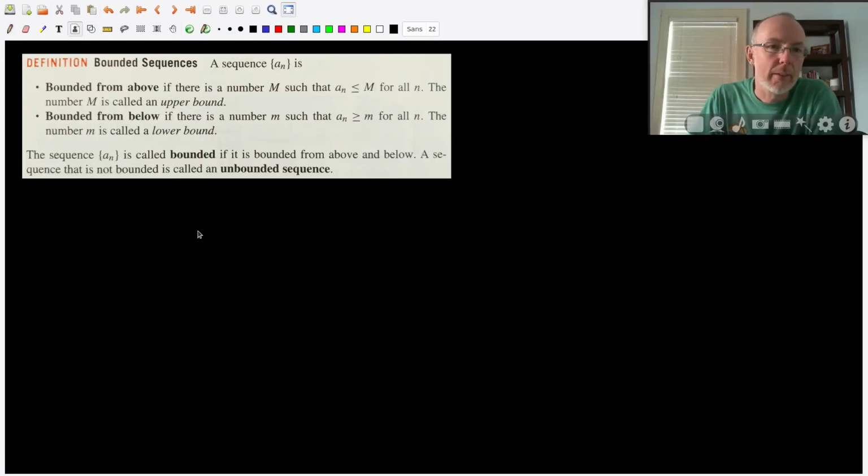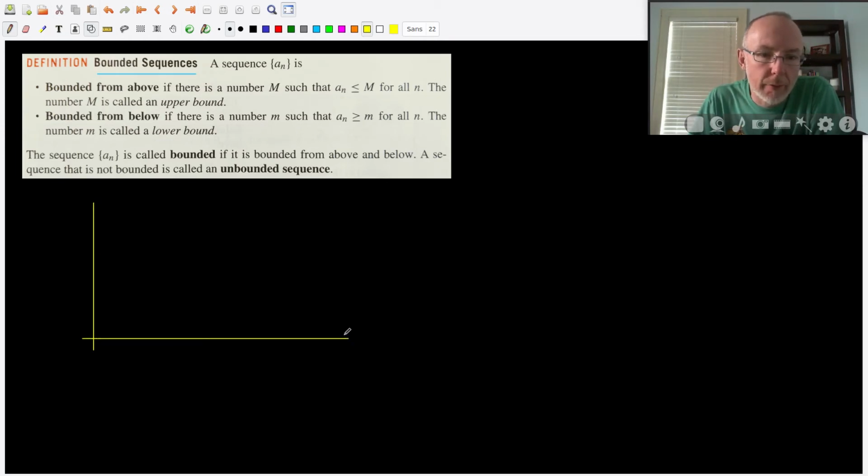All right, so I want to finish today by talking about a few terms that we'll use going forward. One idea that's important is the idea of bounded sequences. And bounded is exactly what it sounds like. A sequence is bounded if you can put bounds on it. So that doesn't help you at all, right?